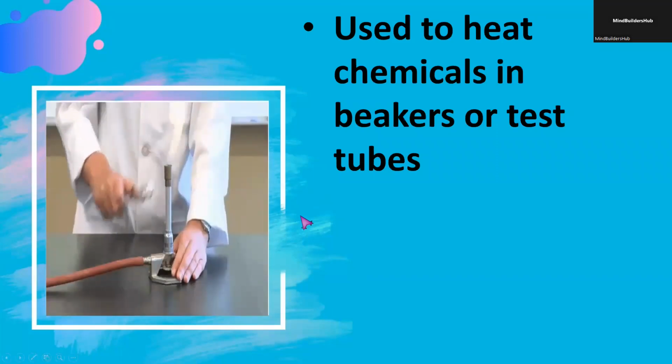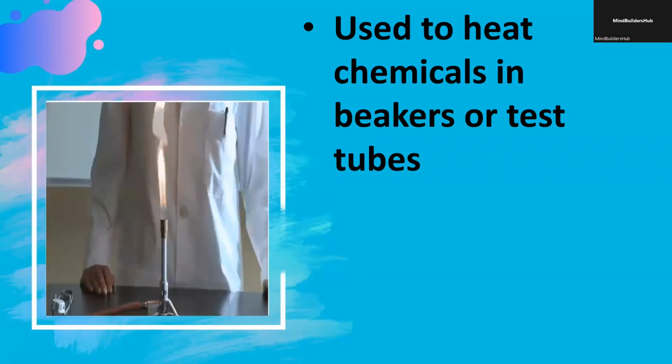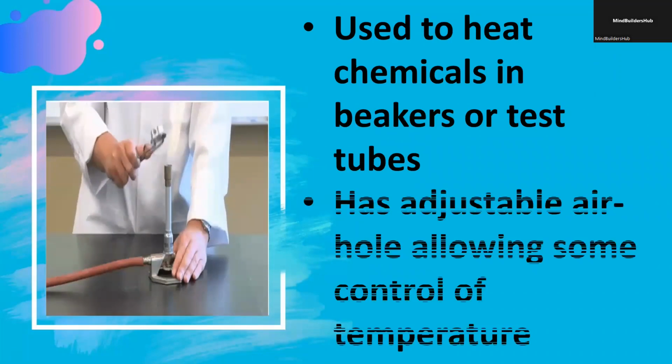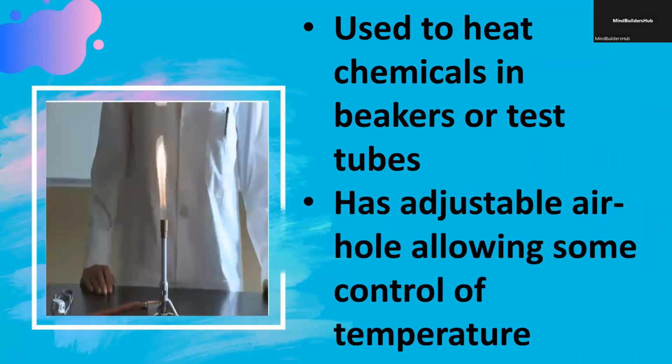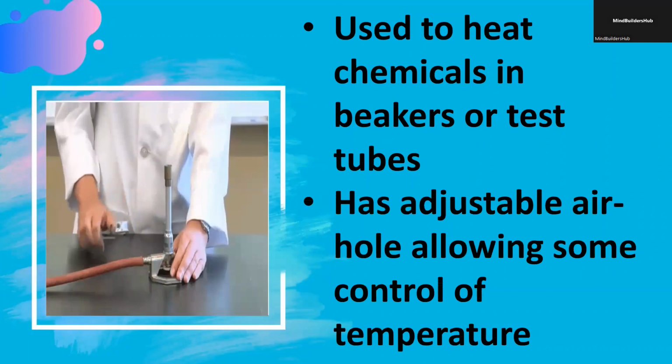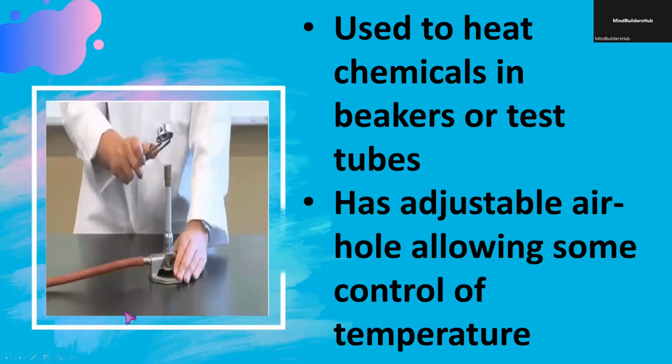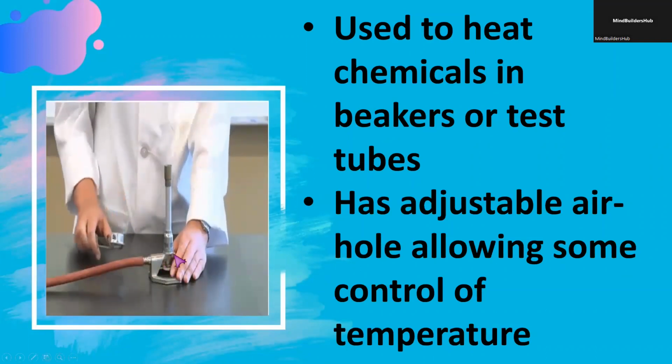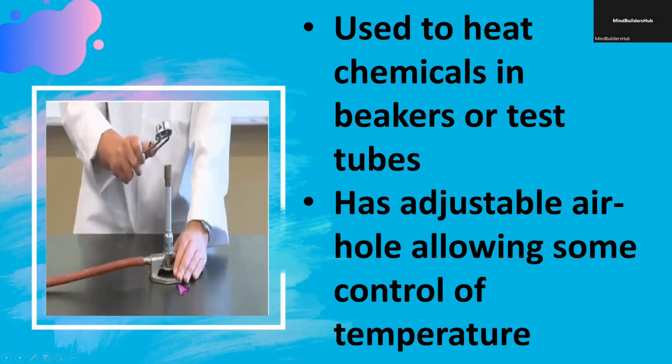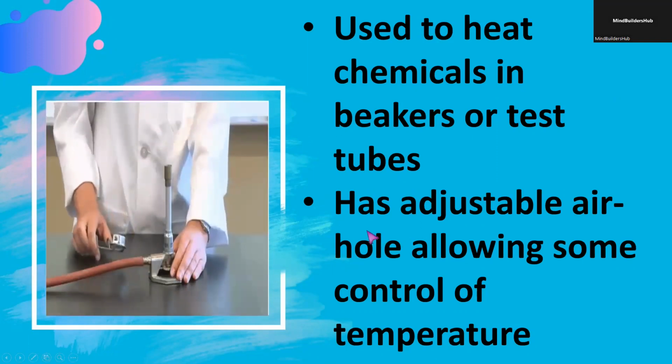It is used to heat chemicals in beakers or even test tubes. It has an adjustable air hole, allowing some control of the temperature. Look at the hand of this man touching the hole of the Bunsen burner.